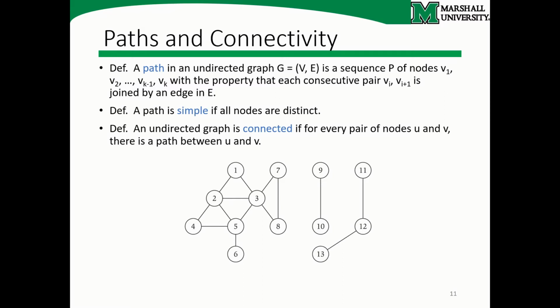However, if your graph extends to this whole graph here, not all the pairs of vertices have a path between them. For example, the vertex 10 and the vertex 1 do not have any path between them. That is why we call this graph an unconnected graph.